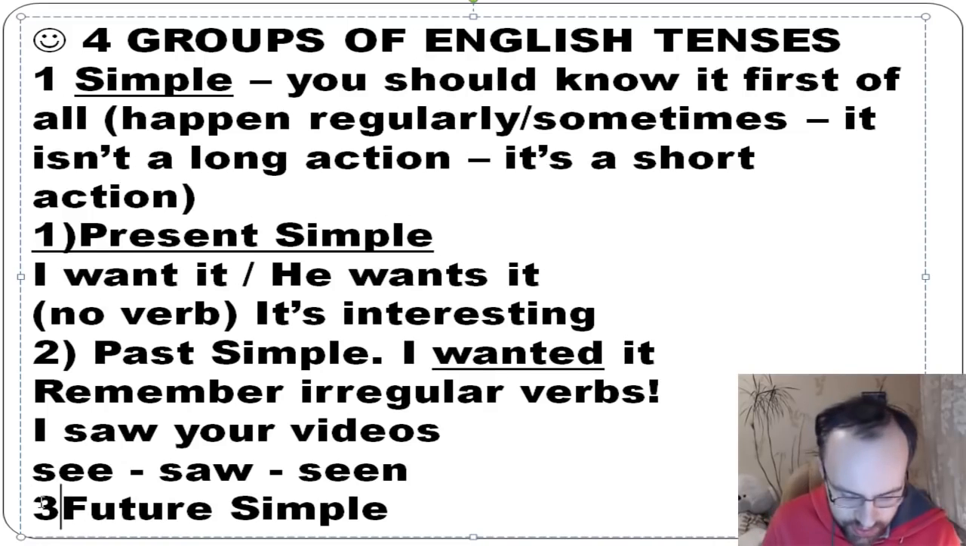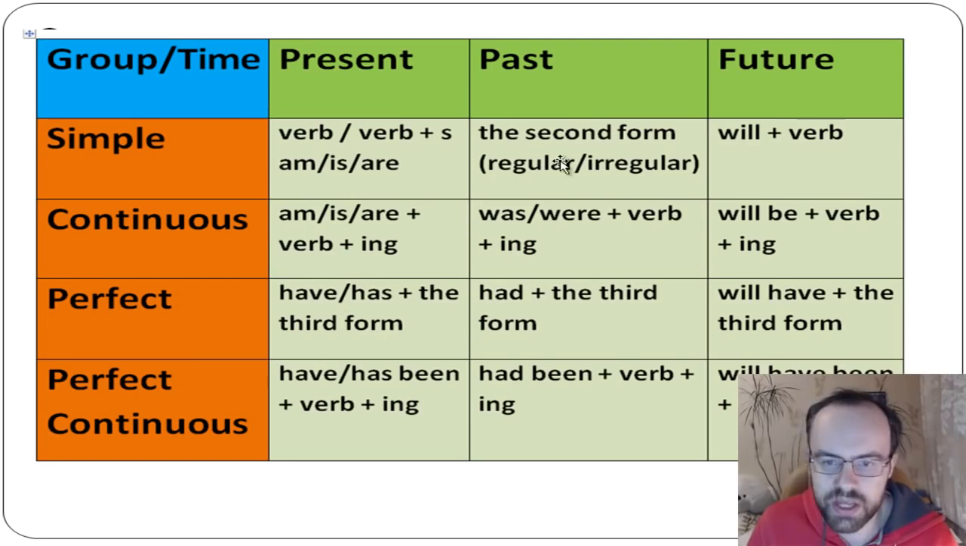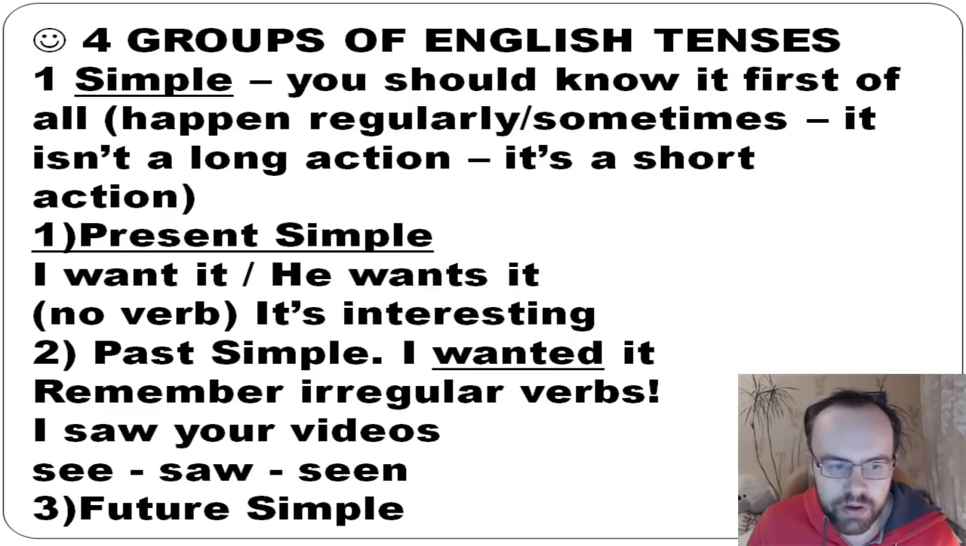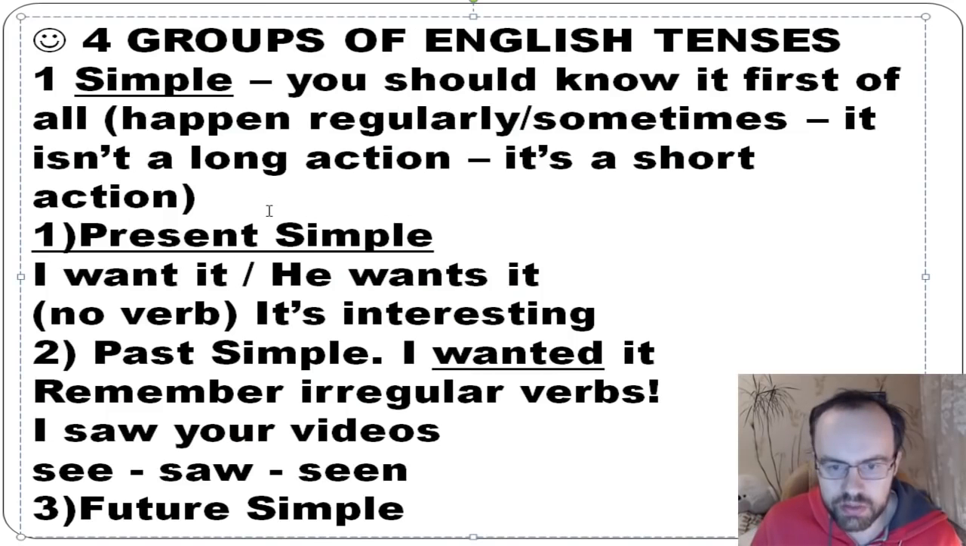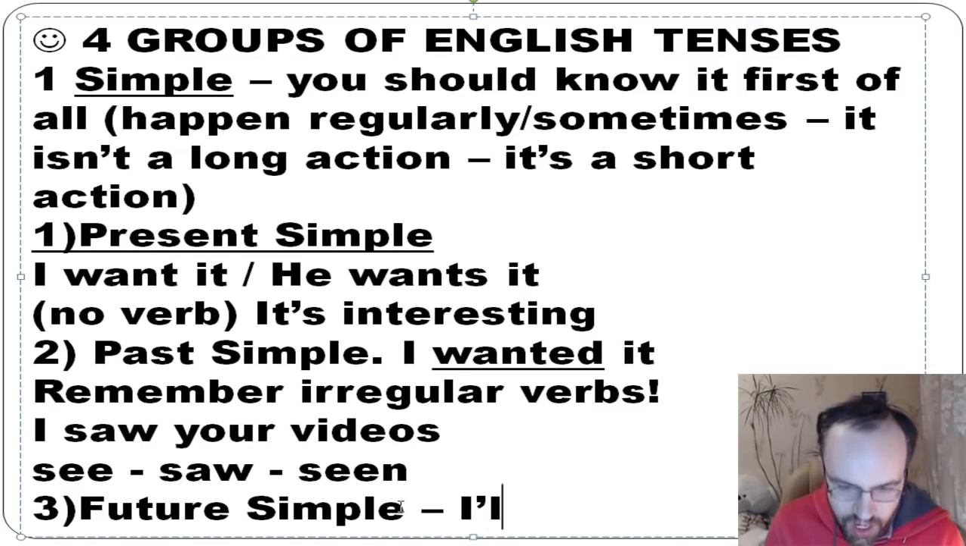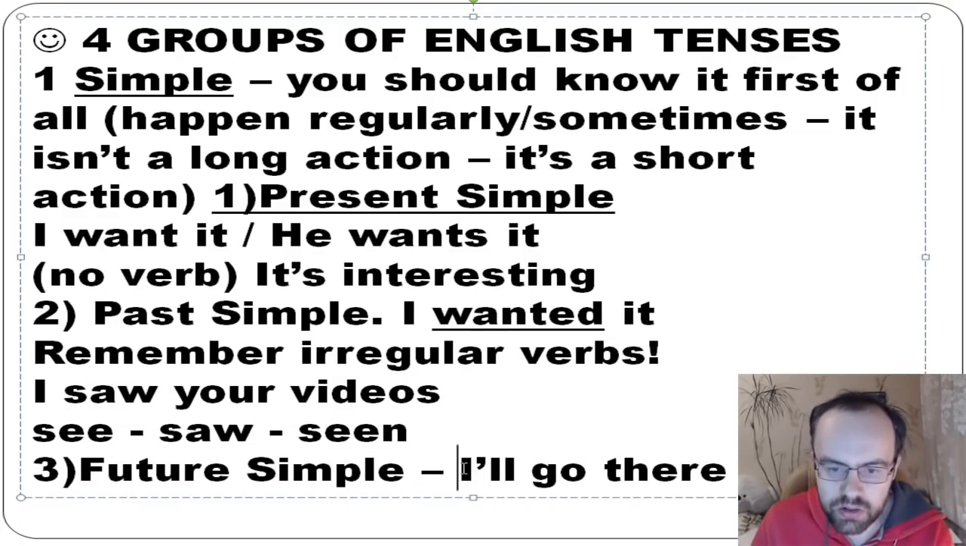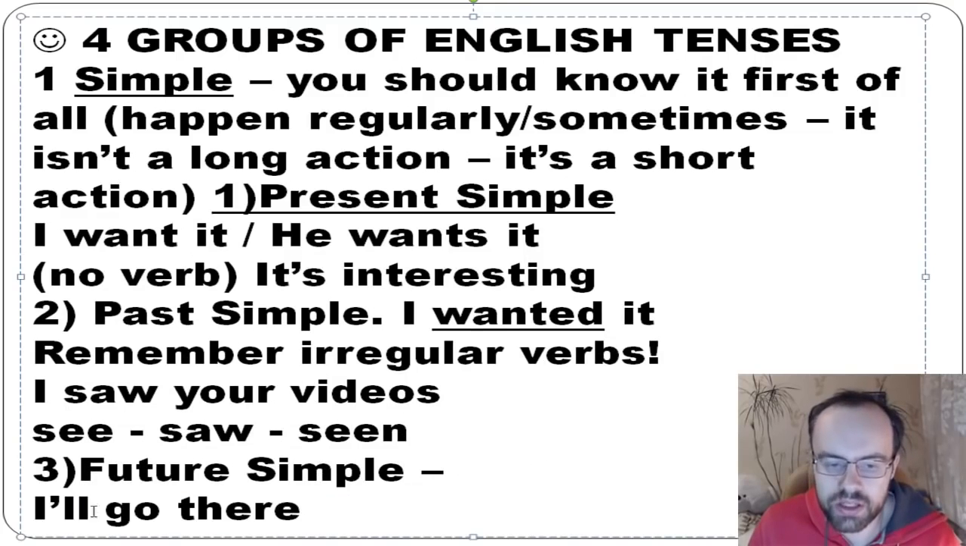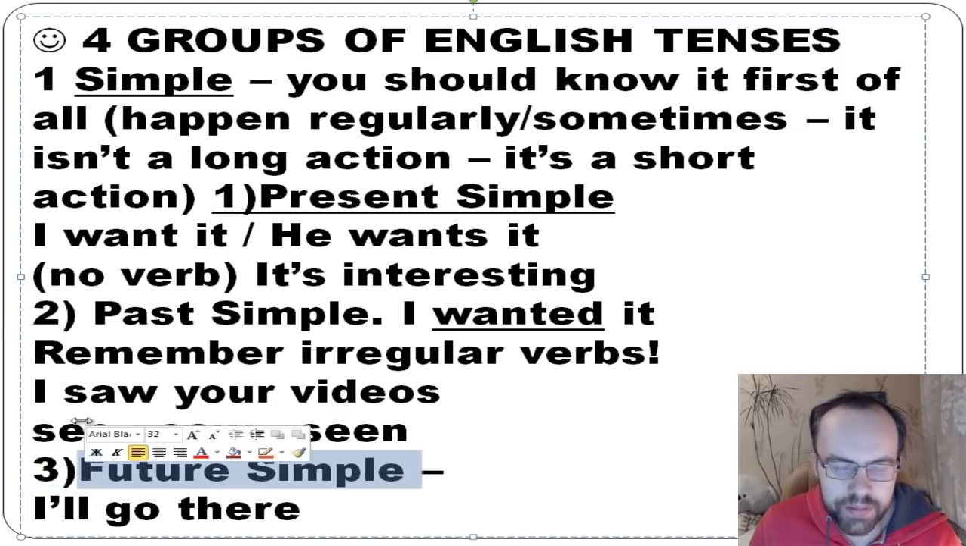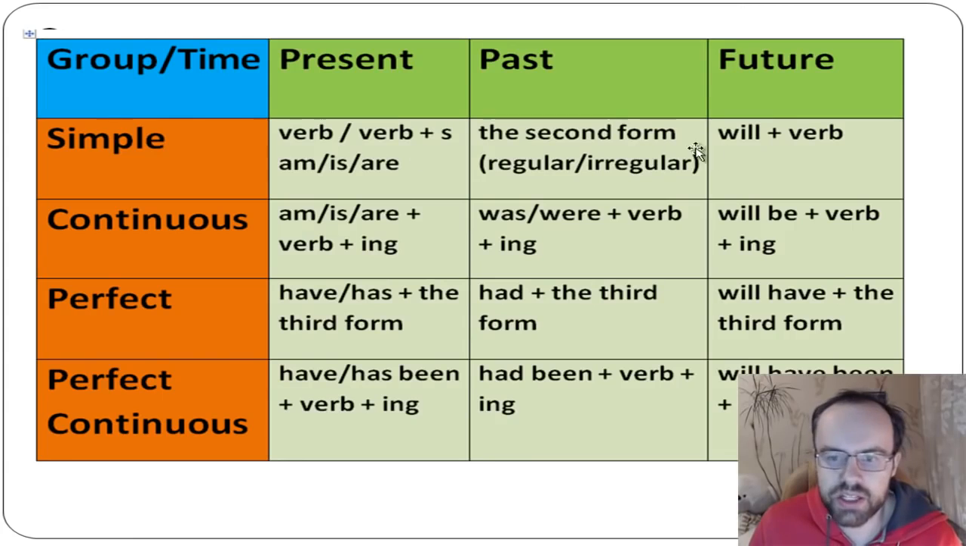So future simple, it's very easy to form this tense. You see, will plus verb. For example, you can say I'll go there, or I will go there. Will is the full form, and 'll is the short form. So it's very easy.